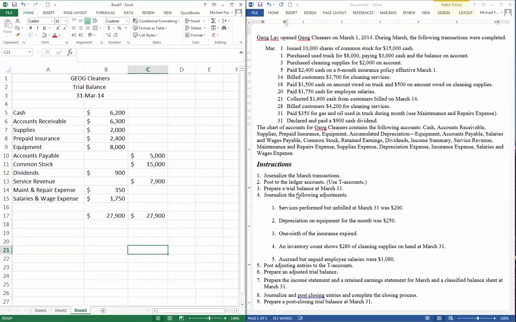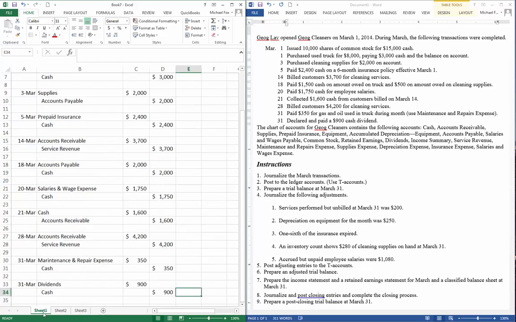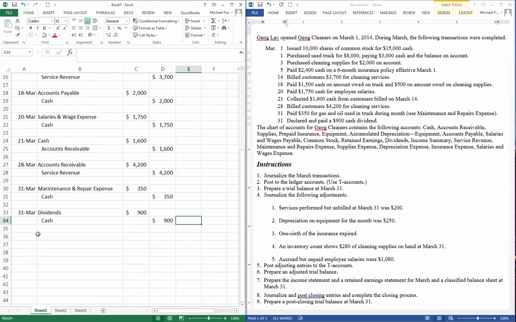So that was number 3, prepare the trial balance. Now it says journalize the following adjustments. So I'm going to go back to my journal here and I'll just add the adjustments. I'll put a little line that says adjusting entries. And then we'll do them down here. All right, so the first one is services performed but unbilled at March 31st was 200. If the services were performed and unbilled at March 31st, then we have to record them because we've performed them, we've earned the revenue.